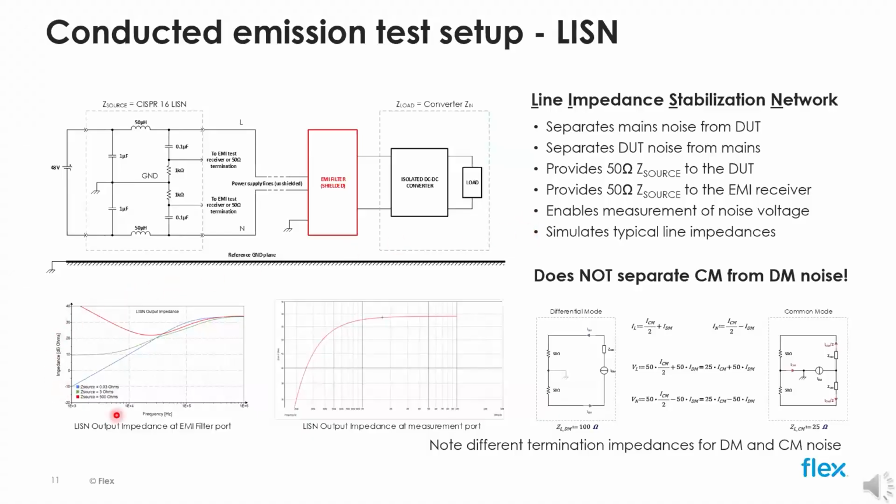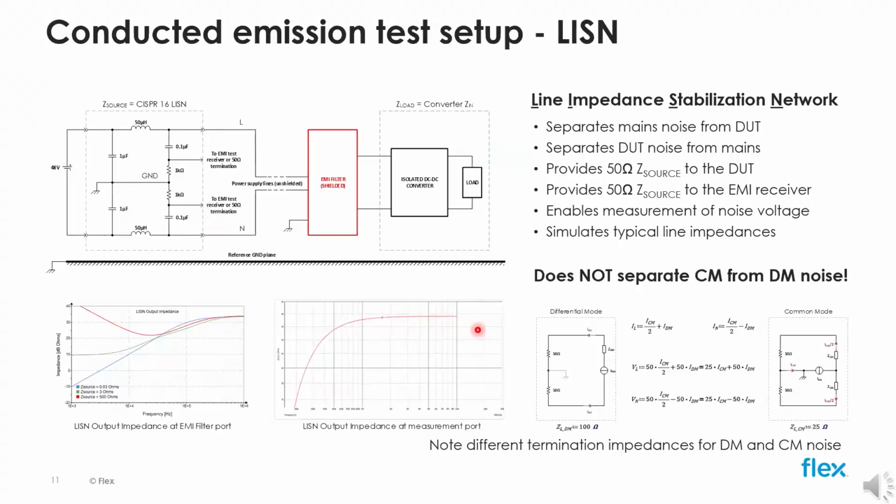The graph on the left is the impedance presented to the device under test and shows it's a constant 50 ohm in the measurement range of 150 kHz to 30 MHz. It also shows that variations due to the 3 different values of source impedance taken as a reference are only present at low frequency, below the lower EMI test limit. The graph on the right is the impedance presented to the EMI test receiver. Again, it's a constant 50 ohm in the range of interest.